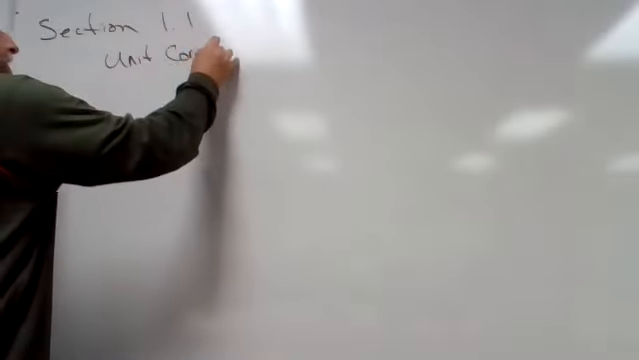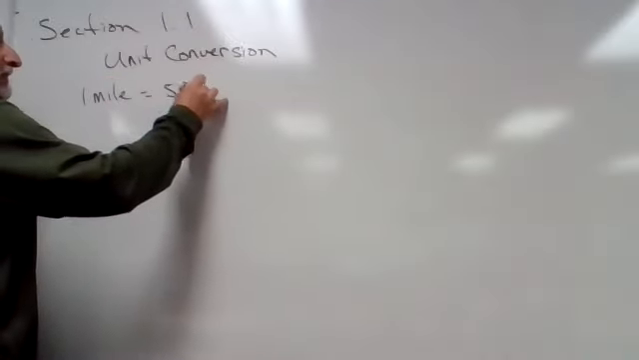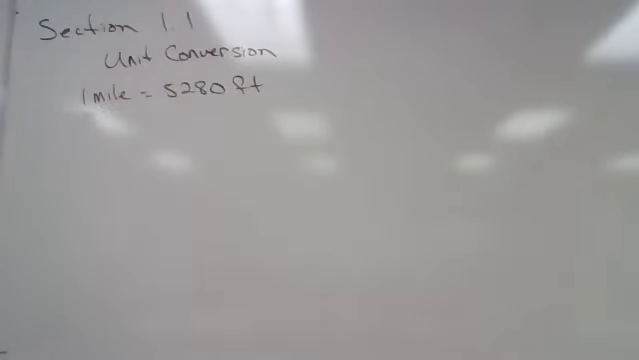All right. Then also in section 1.1, we have this idea of unit conversion. I don't know why it's in this section. It's kind of out of place, but we got to talk about it, and we're going to go through a few things. So one thing I need you to remember are some unit conversions that maybe you don't really know. I want you to remember that 1 mile equals 5,280 feet. Okay, that's a unit conversion most people don't know.